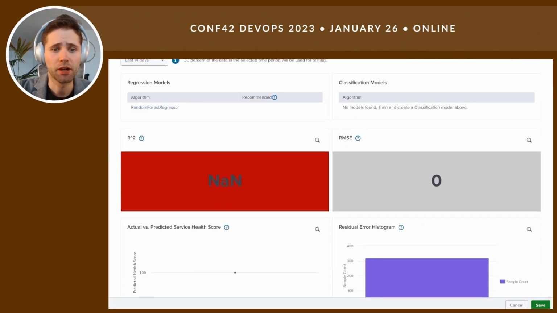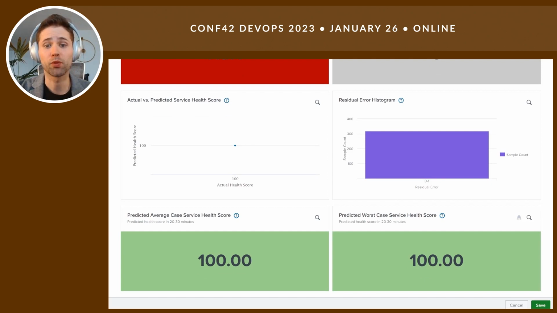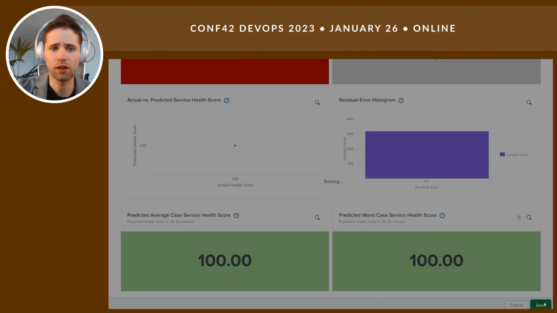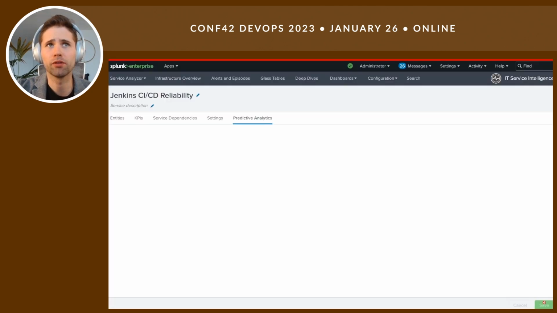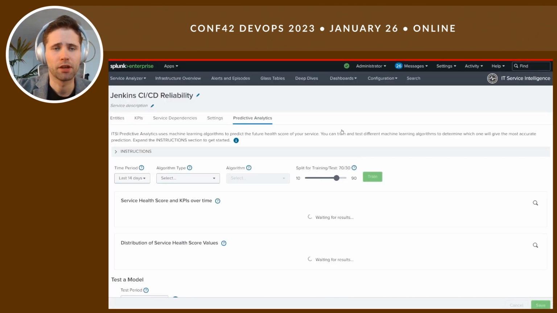If I scroll here to the bottom, I see different analysis, but what I'm really interested to see is the predicted average versus the predicted worst case health score. And we see that in both cases, it's 100%, which is okay. But if this were to go below, alerting and action would have to take place. This is something we also implemented, but for today's showcase, this is out of scope. I will save this model. And now I can finally use it on actual real data.